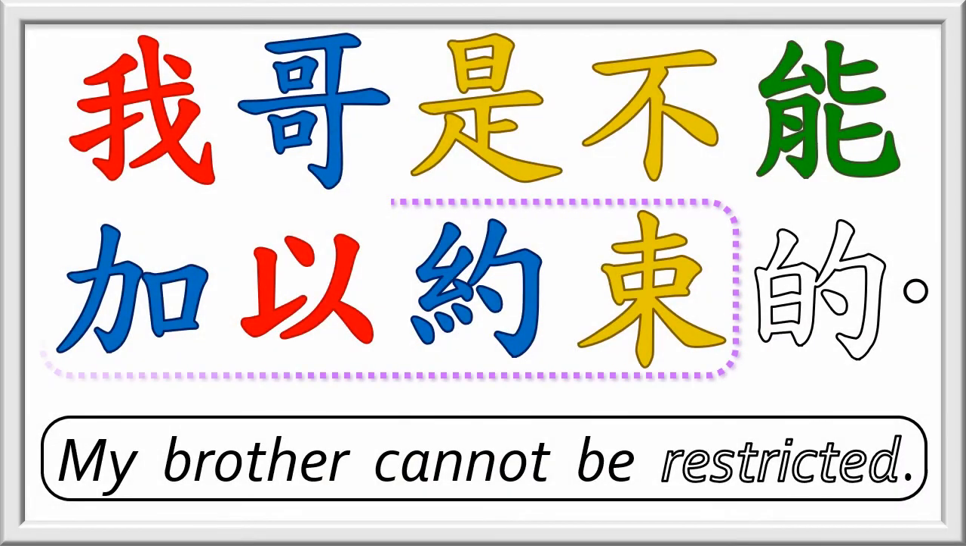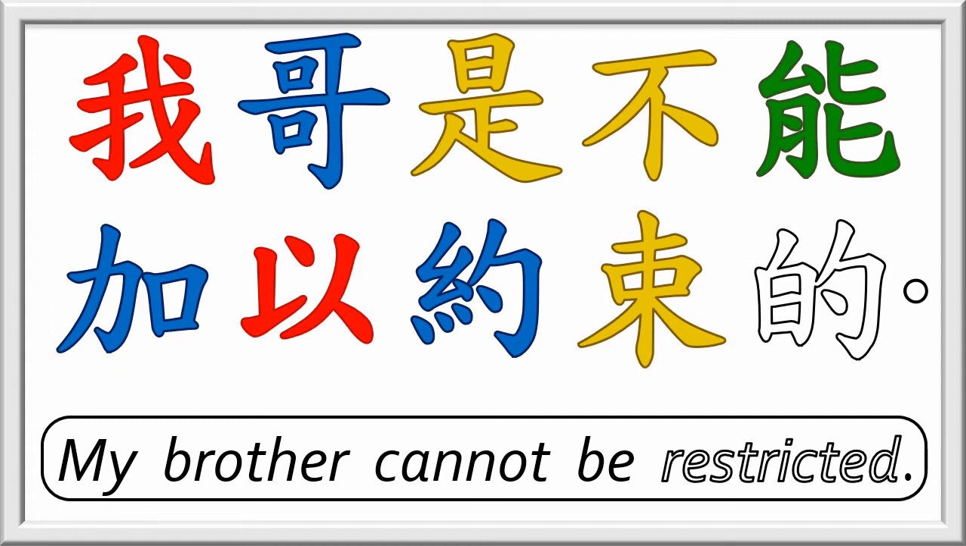For another common use of this character, there is the expression 约束. 束 from lesson 9, meaning a tied up bundle of sticks. Together they mean to restrict or constrain. 我哥是不能加以约束的. One cannot put restrictions on my brother. We've seen 加以 before, indicating how something is to be managed or dealt with, literally imposed upon. So, my brother can't tolerate having restrictions imposed on him.